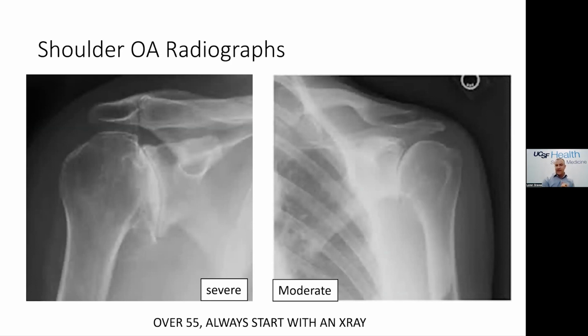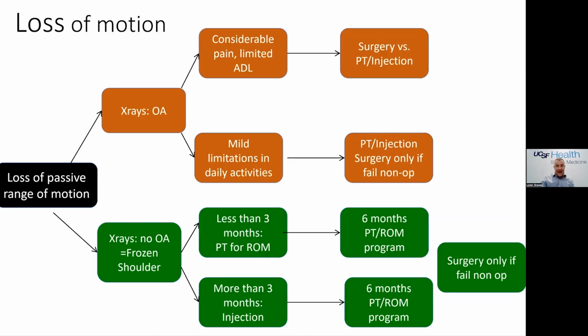So over 55, please do not get an MRI. Please start with an x-ray, because this is a patient that's compensated for years and years and years, but has developed shoulder arthritis. Again, the protocol is going to be the same, but we're not going to push non-operative management necessarily, because with arthritis, the non-operative management doesn't necessarily work.